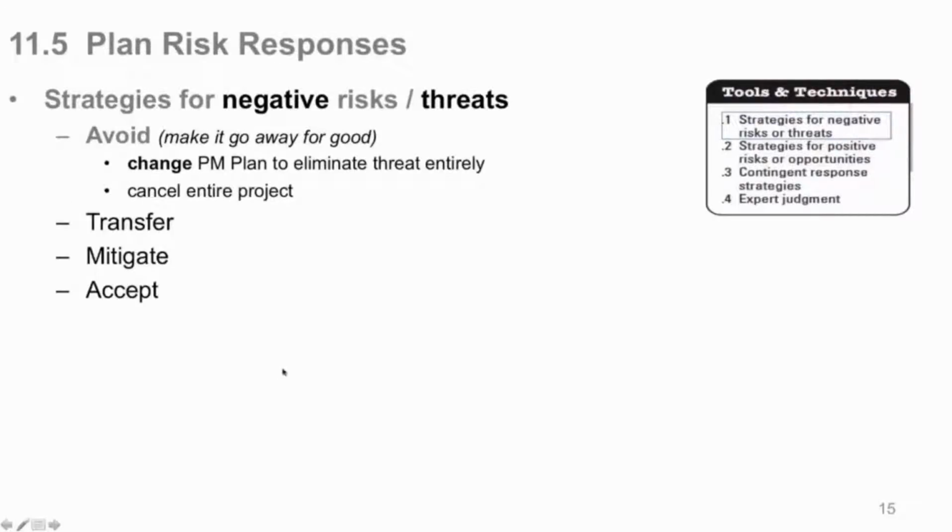Avoid: change the plan to eliminate it entirely, and it may even be cancel the entire project. If it's that high a risk that you don't want to take, if your stakeholders are really that risk averse, and as you're into the project, if this risk becomes bigger and bigger and more likely, and if it were to happen, it would be just a total disaster. You say, well, forget it, cancel the project, it may happen.